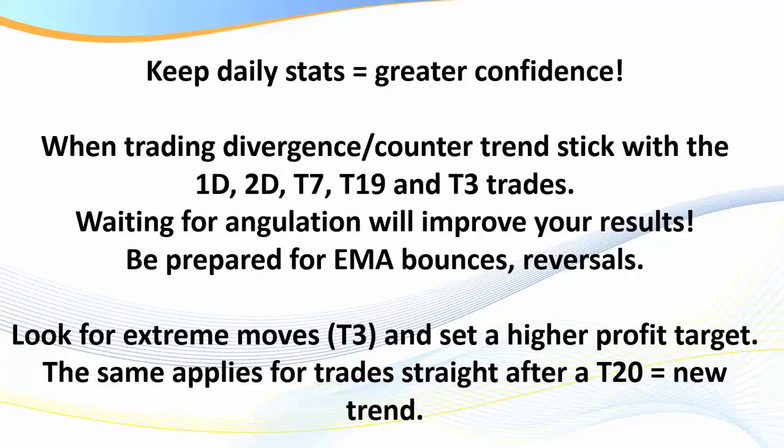So keep stats. Now, when trading divergence counter trend, stick with the 1D or 2D. That is the one divergence. If you're using your anchor chart, stick with the best of the best divergence trades. Your 1Ds, your 2Ds, that is when you've got divergence on both your anchor and your entry, your double bottoms, your double tops, your T7s, your T19s, classic divergence, and your T3 extreme trades.